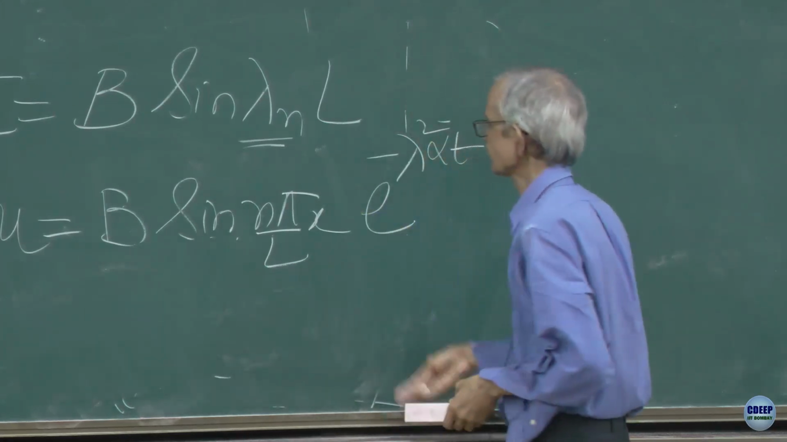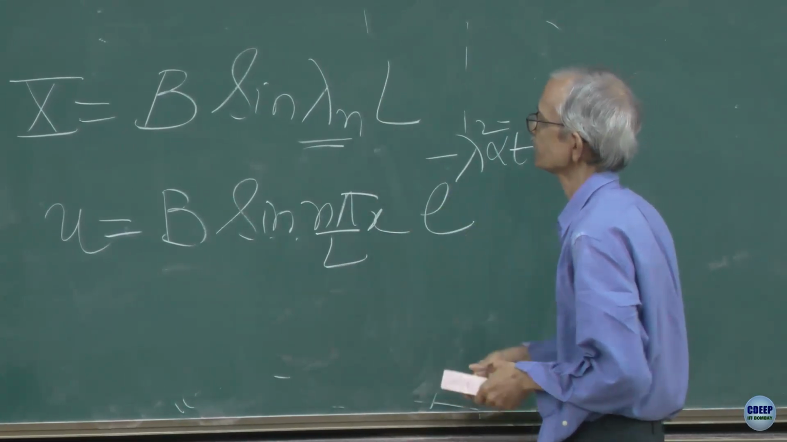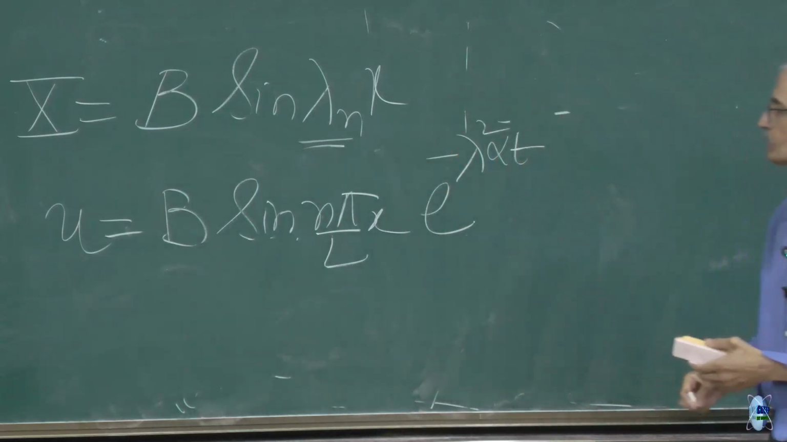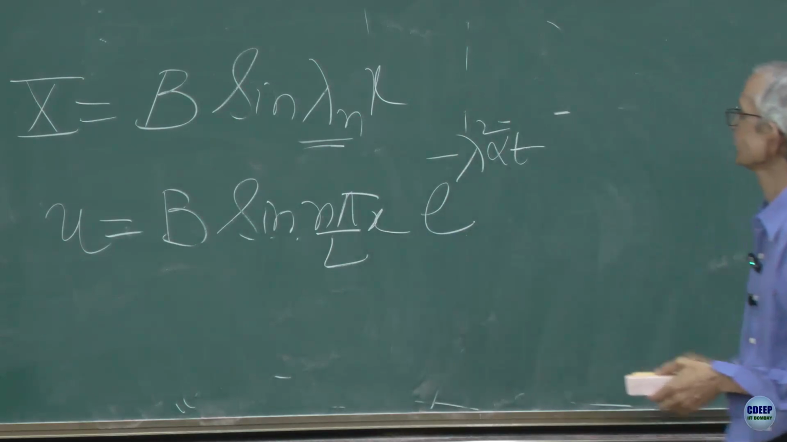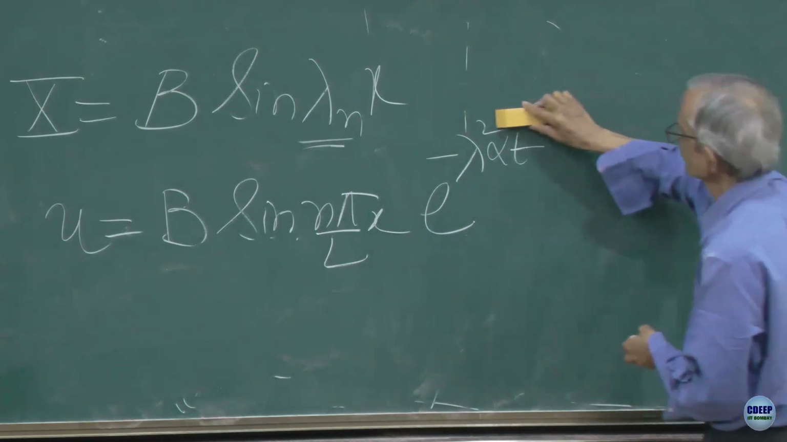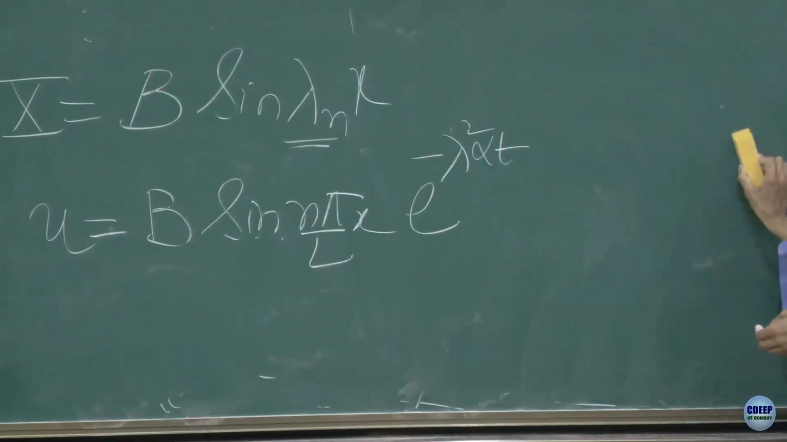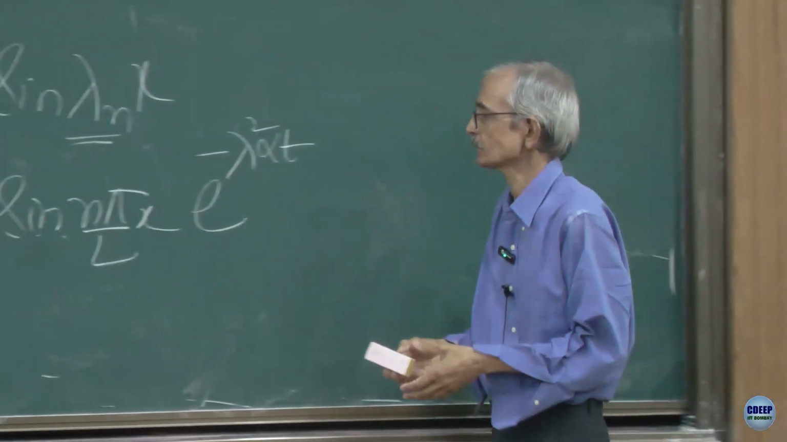So I have got my lambda as n pi by L, that was that x that was hanging in there. And so u is going to be equal to b sine n pi x and then that. Okay. Now is that my solution? That's my solution, right? Nothing wrong with that.